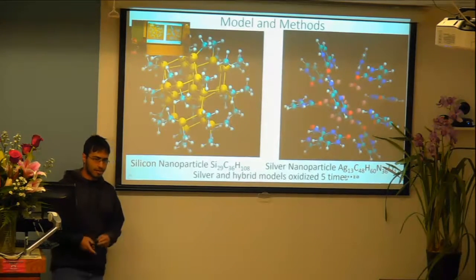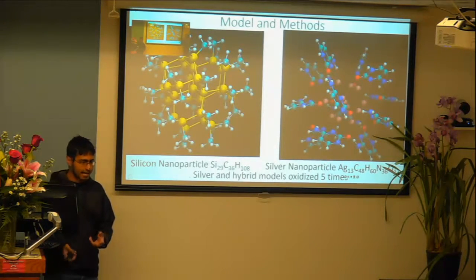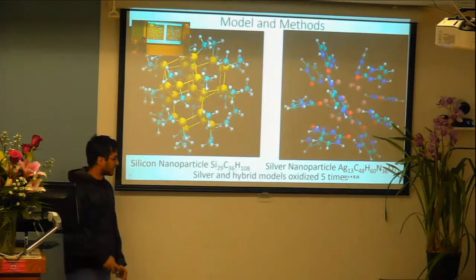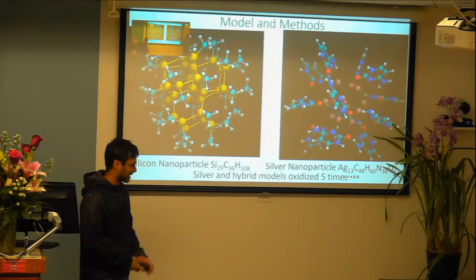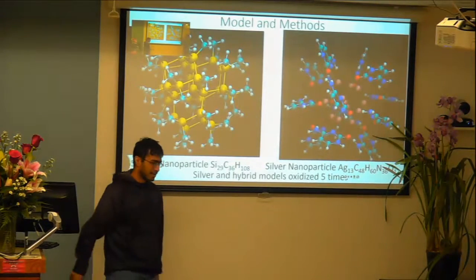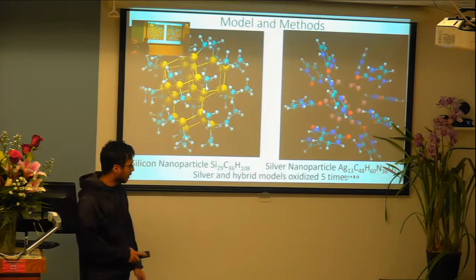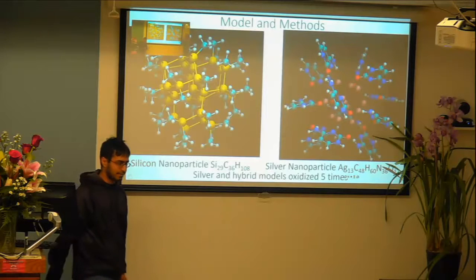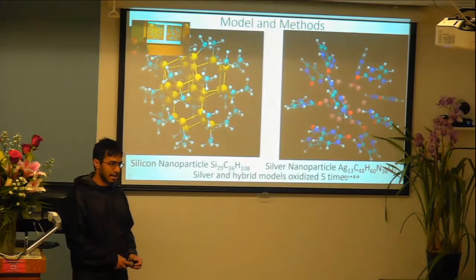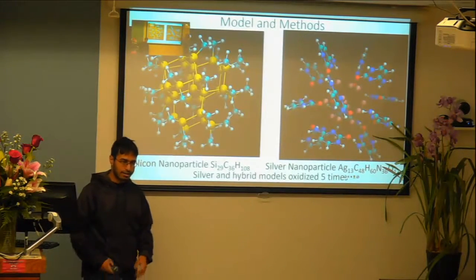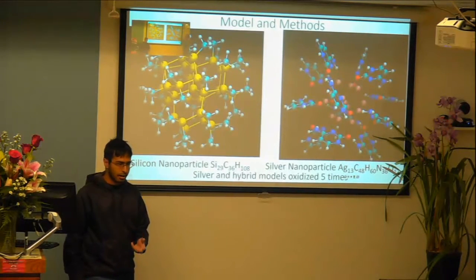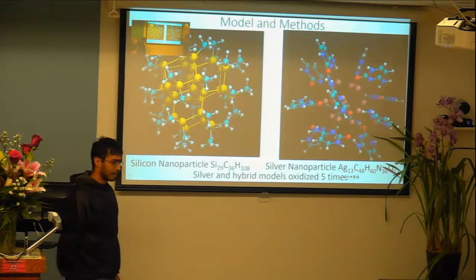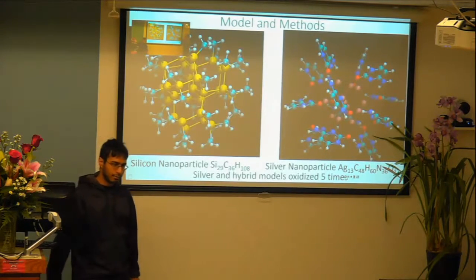For the purpose of our simulations, which were run in VASP, the silver and hybrid models were oxidized 5 times. This means that from the neutral model, we actually removed 5 electrons from the model when we were running simulations on them. This was to explore different oxidized states for our model. But for the purpose of this talk, I'm only going to be talking about the simulations where we removed 5 electrons.